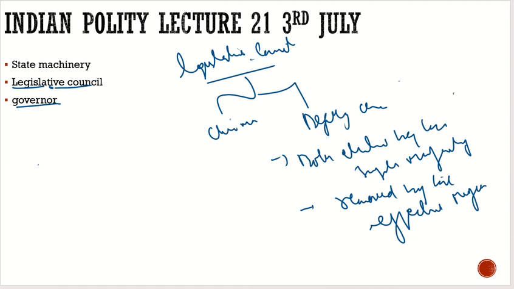How is it different from the Rajya Sabha here? Because in Rajya Sabha, the chairman is the vice president. So in the legislative council, the chairman is not the vice governor, because there is no post such as vice governor. So both the chairman and the deputy chairman are part of the legislative council. In the Rajya Sabha, the chairman is not part of the house. So this is the difference.